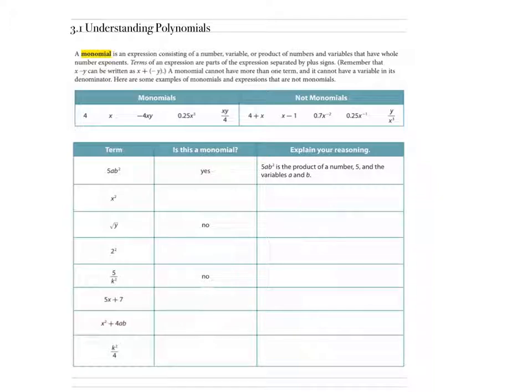So if we look at this table, we're asked whether or not it's a monomial. So 5ab squared is a monomial. X squared is a monomial. The square root of y is not. 2 squared is a monomial. 5 over k squared is not a monomial. Remember, you can't have a variable in the denominator.